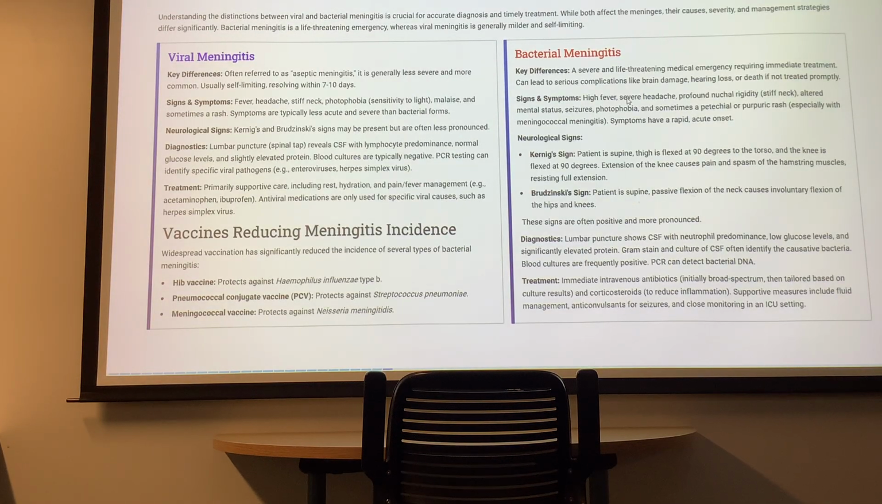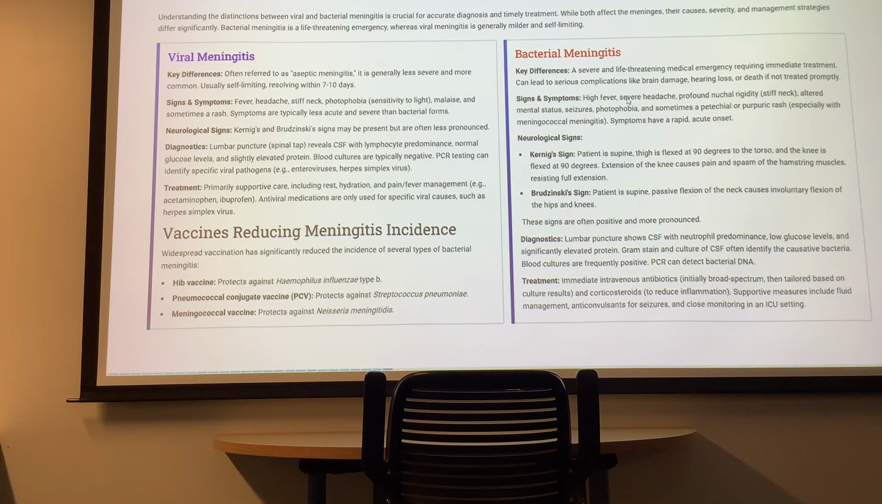So, looking at and comparing viral versus bacterial meningitis, right? Some of the signs and symptoms that you're going to see are very similar on both sides. Viral meningitis is often referred to as aseptic meningitis, less severe, usually self-limiting, 7 to 10 days, right? Whereas bacterial meningitis is severe and life-threatening if we don't treat it, because they need those antibiotics. It can lead to brain damage, hearing loss, and death if we don't treat it, right?